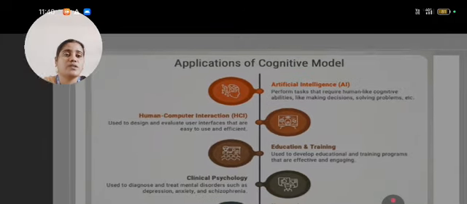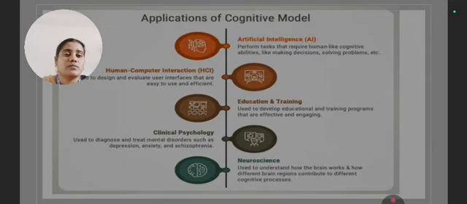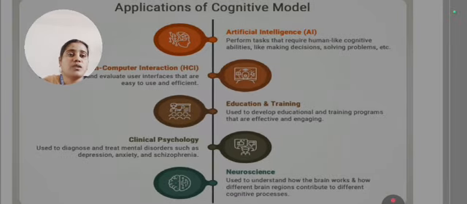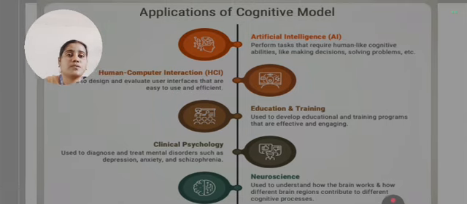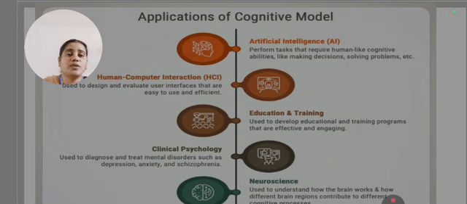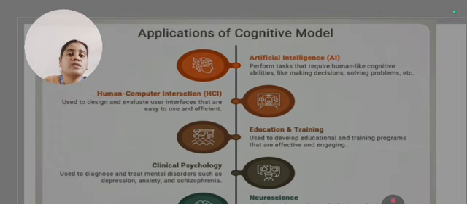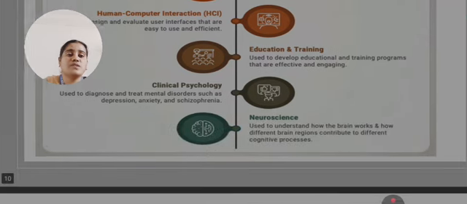Next one is applications of cognitive models. These are all the applications. First one is artificial intelligence. Second one is human computer interaction. Third one is education and training. Fourth one is clinical psychology, and last one is neuroscience. In artificial intelligence, systems perform tasks that require human-like cognitive abilities, like making decisions and solving problems. In human computer interaction, it is used to design and evaluate user interfaces that are easy to use and efficient.